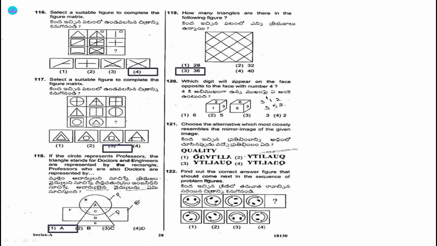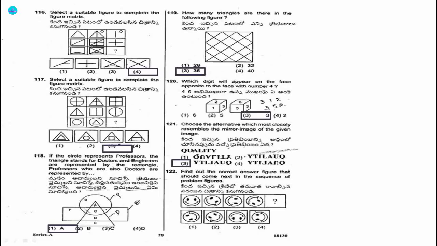4. So what is the face opposite to 4? It is 3. Now choose the alternative which mostly resembles a mirror image. They are asking mirror image for this. So mirror image means what? Left becomes right and right becomes left.